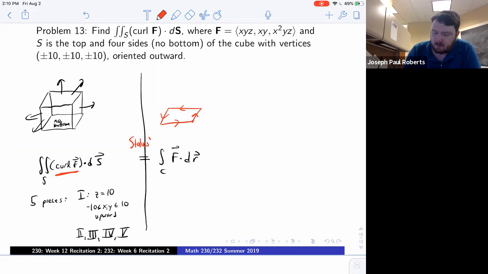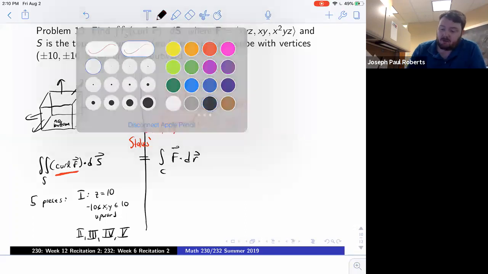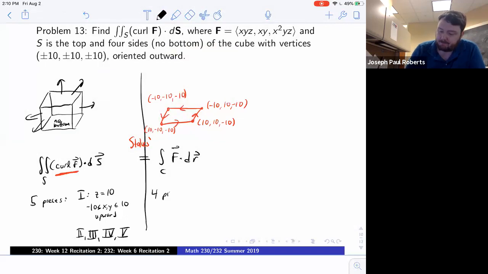looking at. I guess this would be 10, 10, minus 10 if you start thinking about these points. This would be minus 10, minus 10, minus 10. And then this would be 10, minus 10, minus 10. So, okay, you could do F dot dr, but you'd have to do 4 line segment pieces, which is fine.